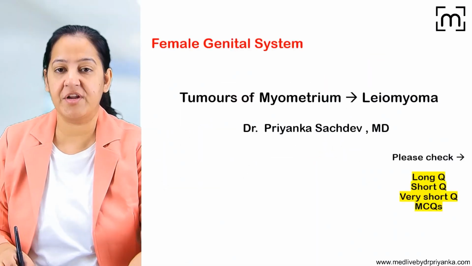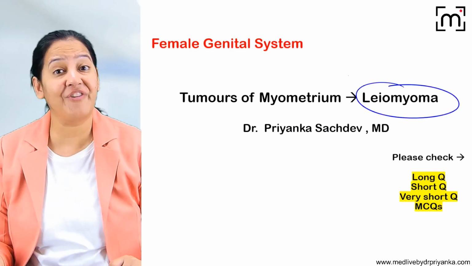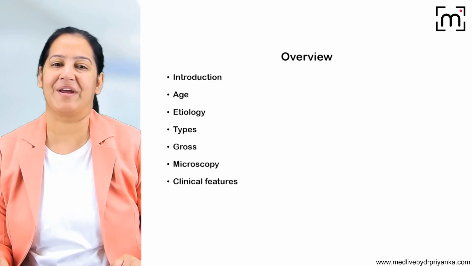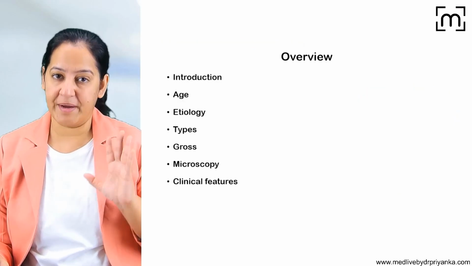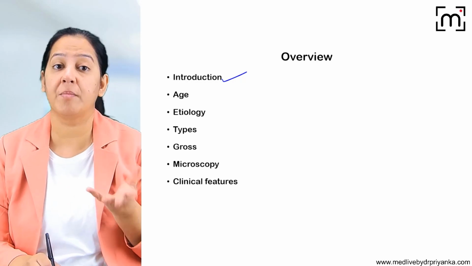Tumours of myometrium, one of the important tumours of myometrium we are discussing, that is leiomyoma, also known as fibroid. More commonly it is known as uterine fibroid. So we will understand the topic under the following headings. First I will let you know the introduction. What do you mean by leiomyoma? What is leiomyoma? Where does it occur?